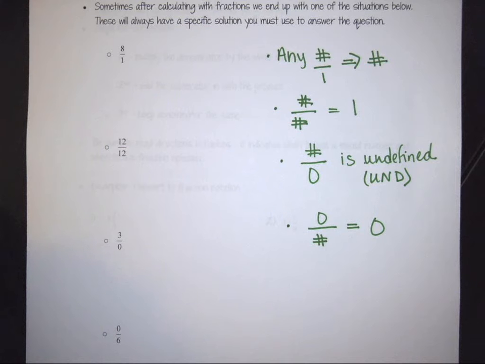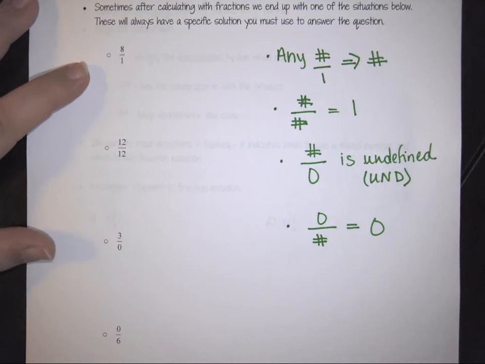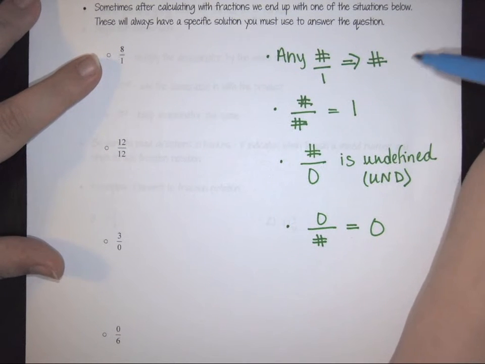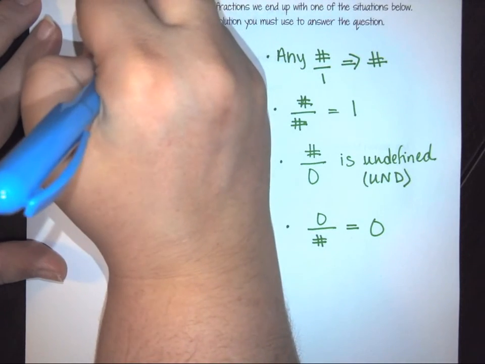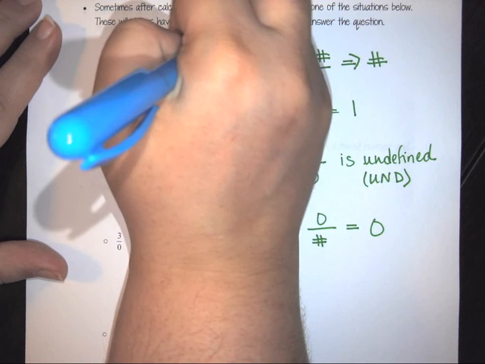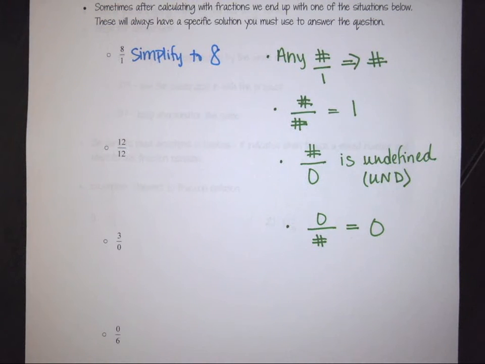dealing with fractions specifically. And so here, for example, I have 8 over 1. Well, that's going to fit with this first rule that says any number over 1 is itself, which means this is going to simplify to 8. Which means when you're doing your work, if you reduce a fraction down to where it says a number over 1, you must simplify that one step further and tell us that the answer is actually that number.